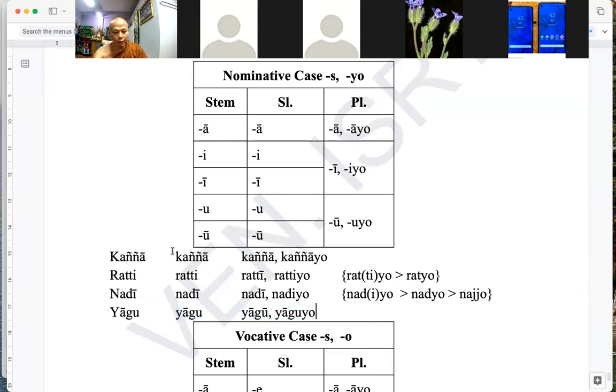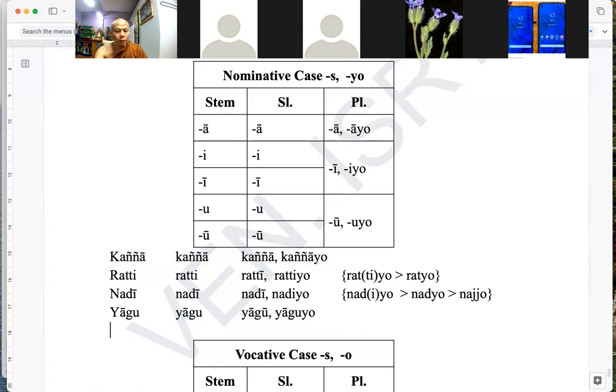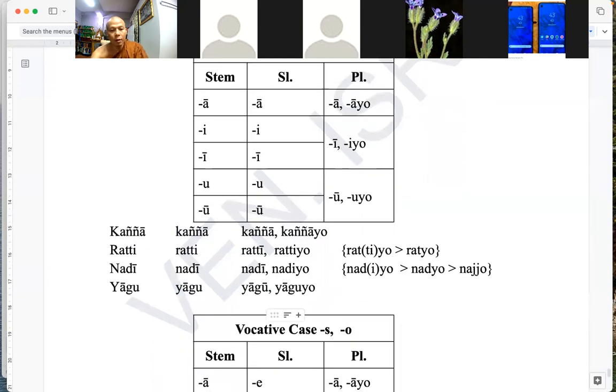Okay. So kanya, kanya, kanyayo. And then radi, radi, radiyo. And then nadi, nadi, nadiyo. Yagu, yagu, yaguyo. And the last one. So the last one is wadu, woman. So wadu also here nothing changes, U stays U, you see.